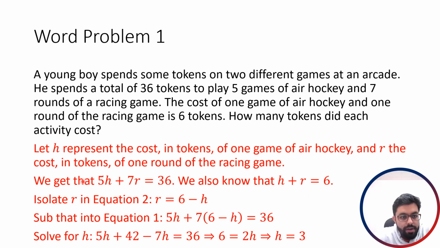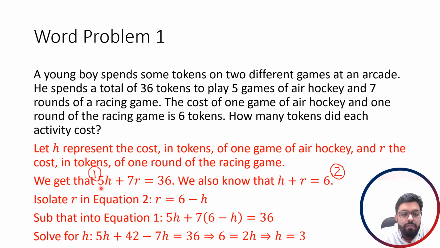Now here, what we've got is, I'm going to call this equation 1. So maybe I should actually mark that in somewhere. I'm going to call this guy right here equation 1. And this guy over here is equation 2. So in equation 1, I've written 5H plus 7R equals 36. Now, where did I get that from? So this 5H, what is H? H is how much it costs to play one game of air hockey, right?